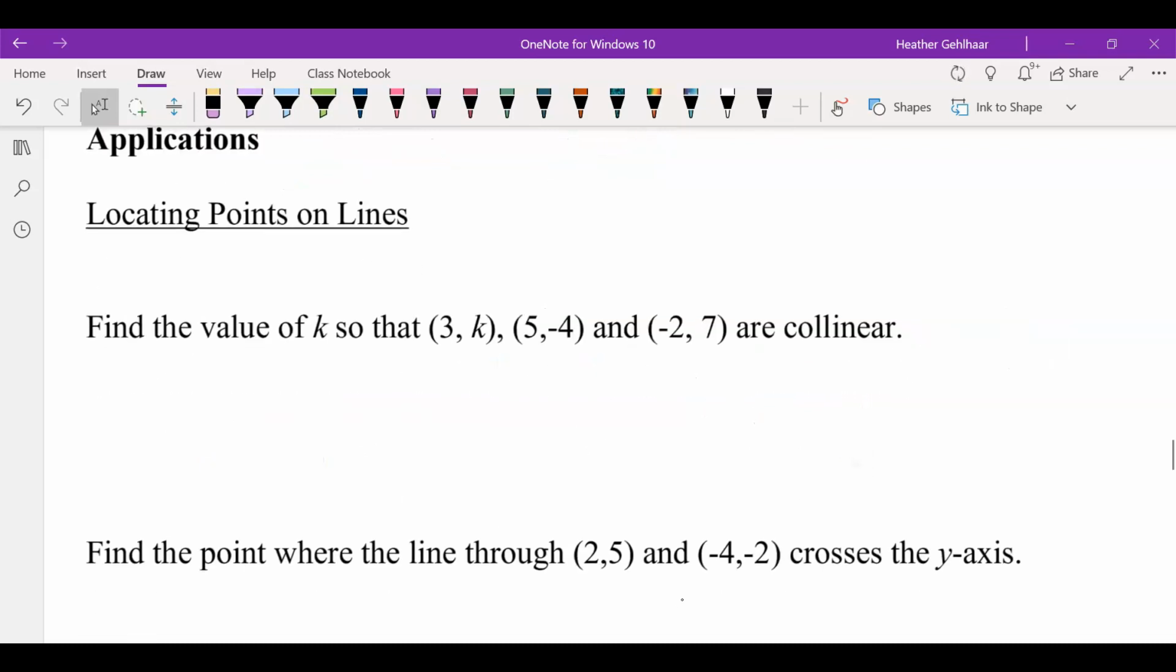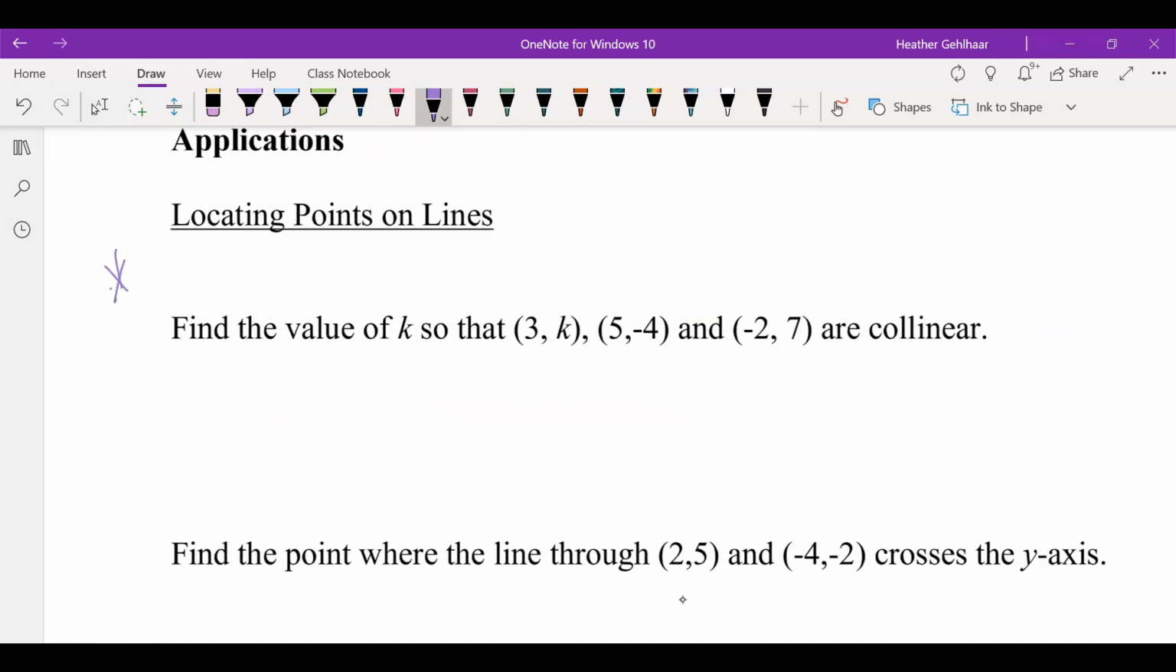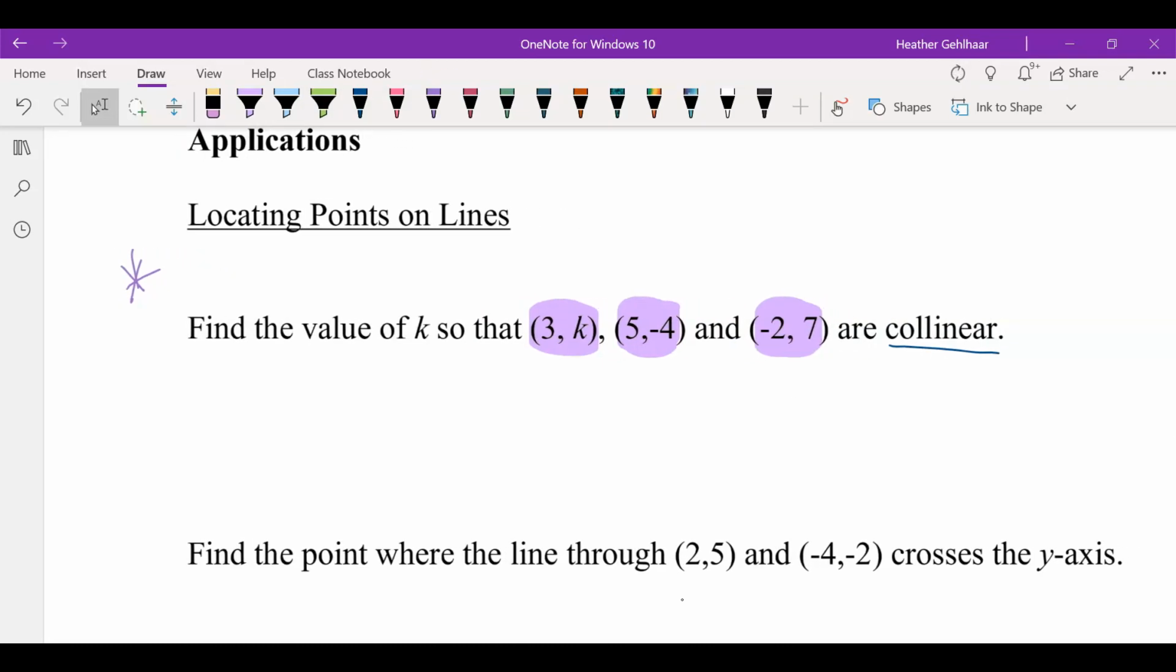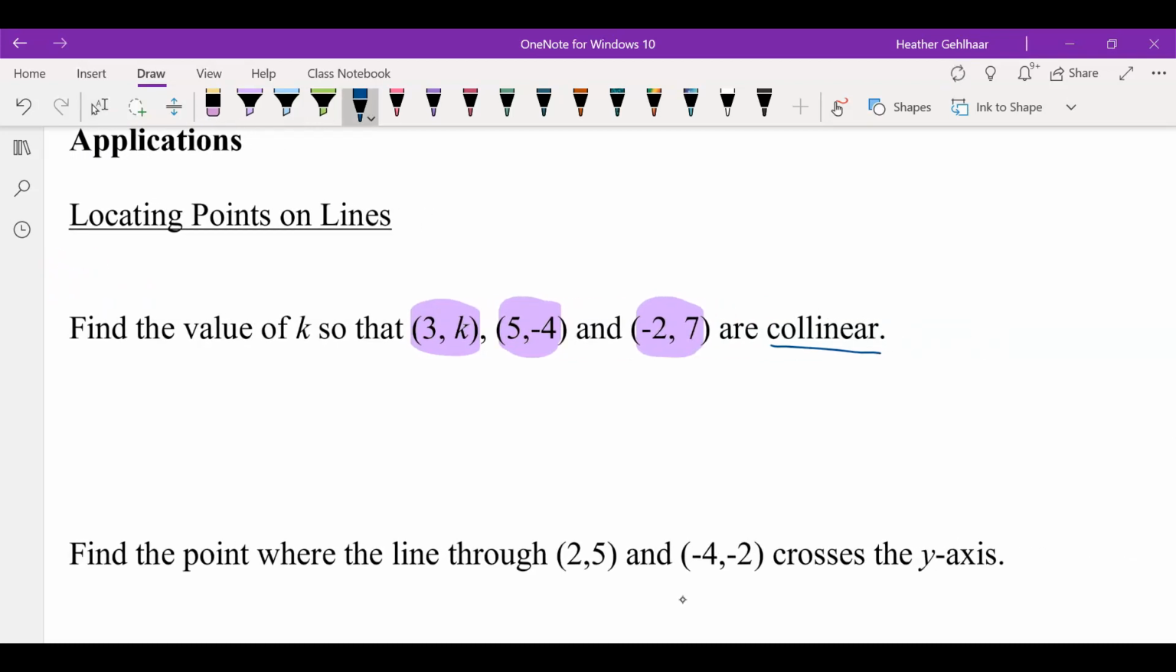All right, so a couple more questions we have. This is probably one of the trickiest questions and where I find the most mistakes. Here it says find the value of k, so that we have the coordinate 3, k. We have the coordinate 5, -4, and we have this coordinate here. And we want them collinear, which means on the same line. So we need to find what the slope is, because no matter what, as long as we find what the slope is, we can find what this point is.